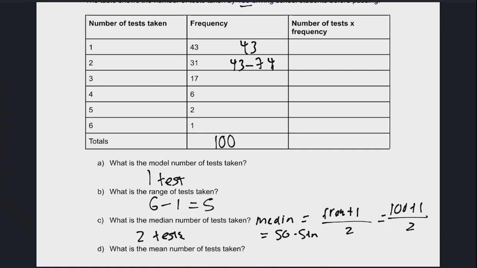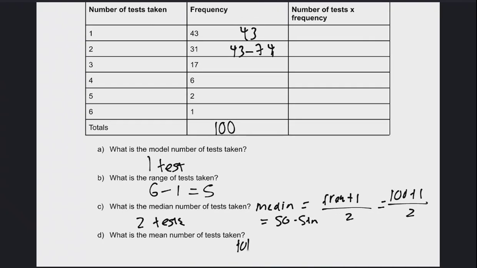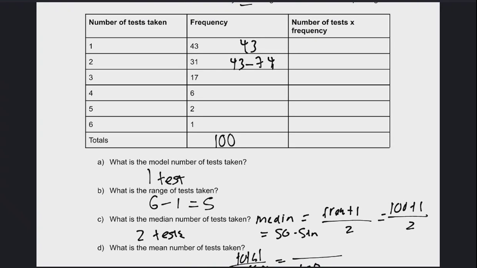And finally, our mean. So what is the mean number of tests taken? So the mean number of tests taken, that is going to be the total divided by the frequency. So already we know that the frequency is going to be 100. We've just got to work out the total. So that is going to be 1 times 43, which is 43. 2 times 31, which is 62. 3 times 17, which is 51. 4 times 6, that's 24. 2 times 5 is 10, 1 times 6 is 6.